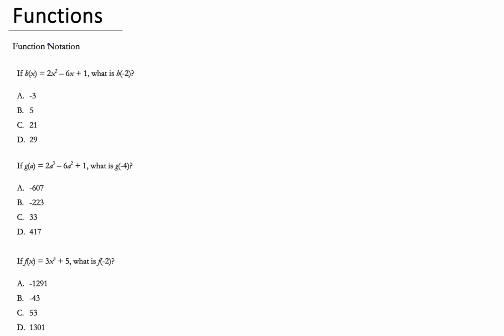So let's begin. The first question says, if h of x equals 2x squared minus 6x plus 1, what is h of negative 2? We read this as h of negative 2. It does not mean that h is multiplying negative 2. It's basically saying that the negative 2 in the parentheses is representing your x.